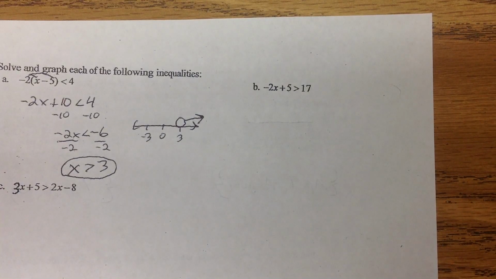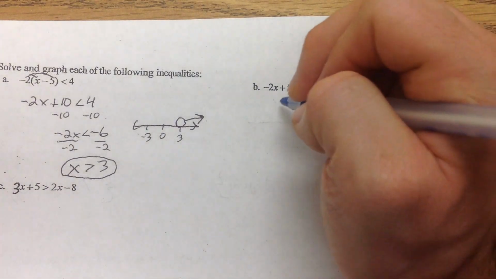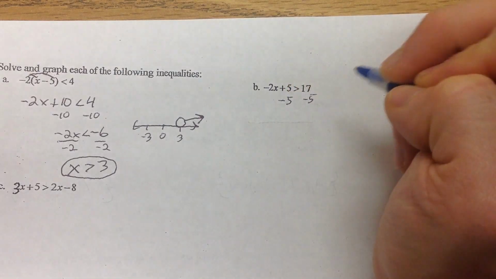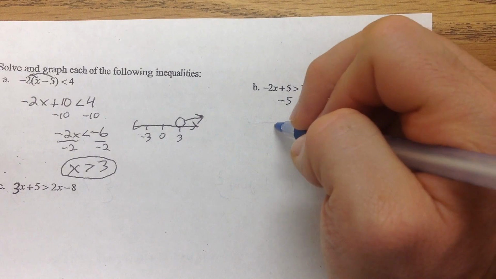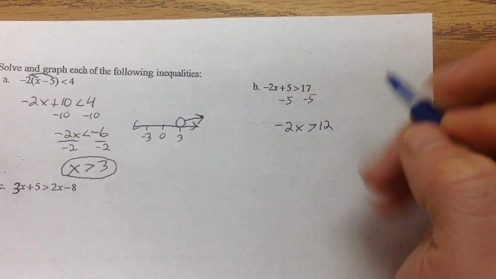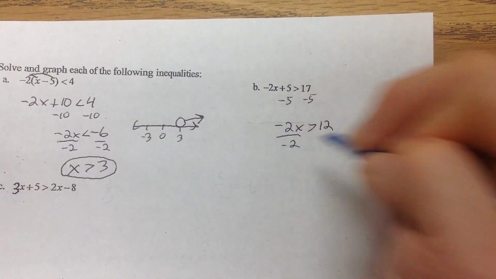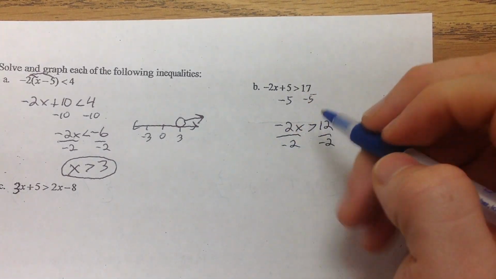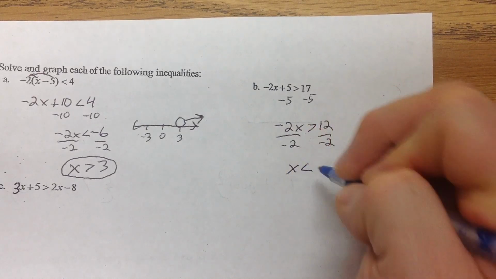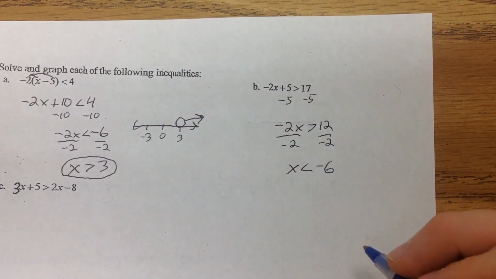Negative 2x plus 5 is greater than 17. So focus on the opposites. Plus 5, minus 5 to both sides. We get negative 2x is greater than 12. Divide both sides by negative 2. There's that dividing by a negative again. So it switches from a greater than to x is less than negative 6.